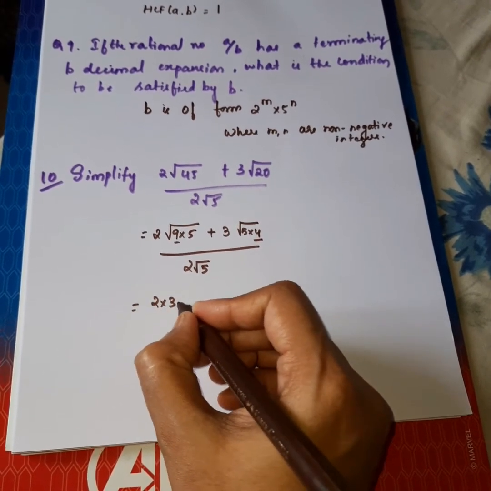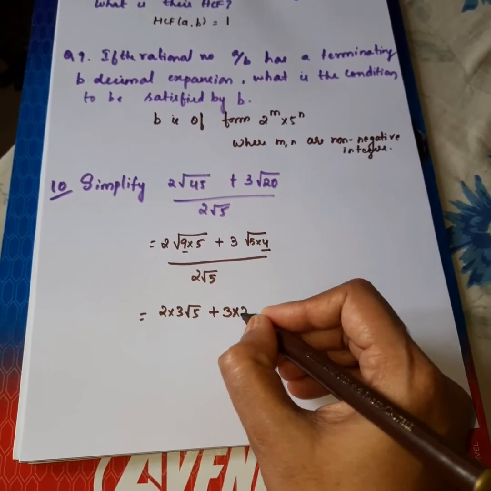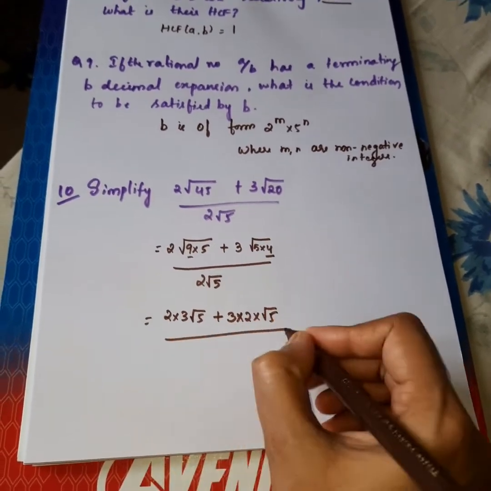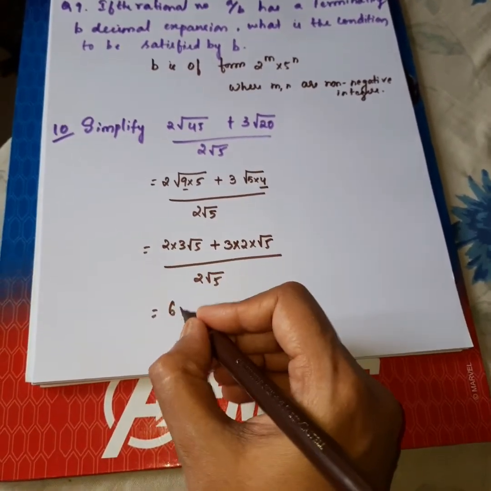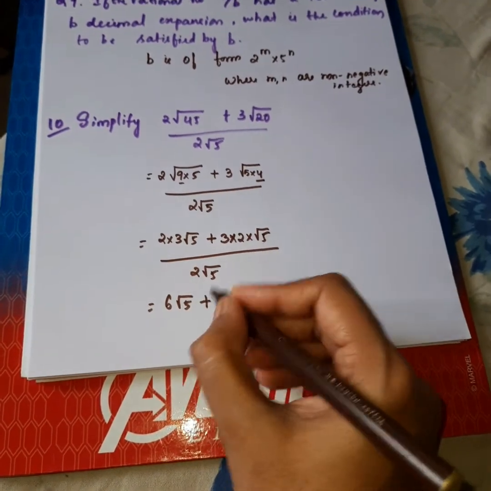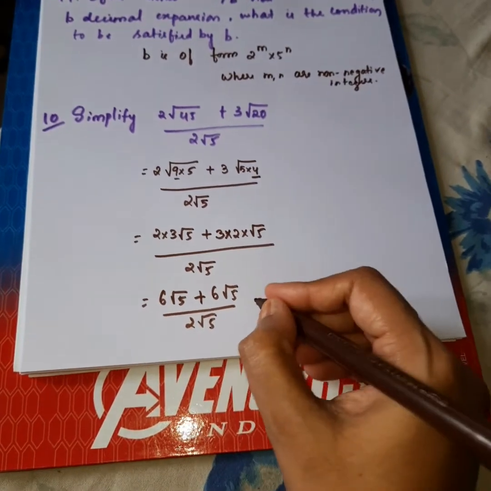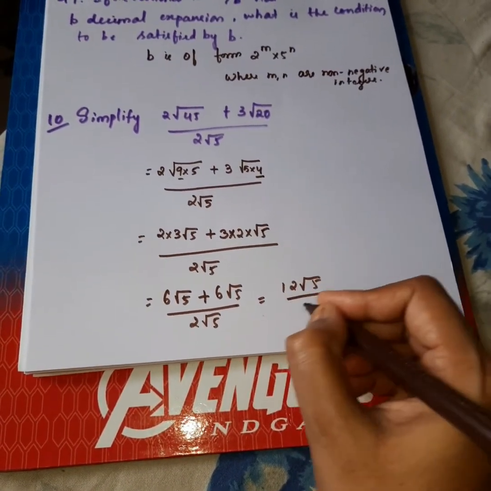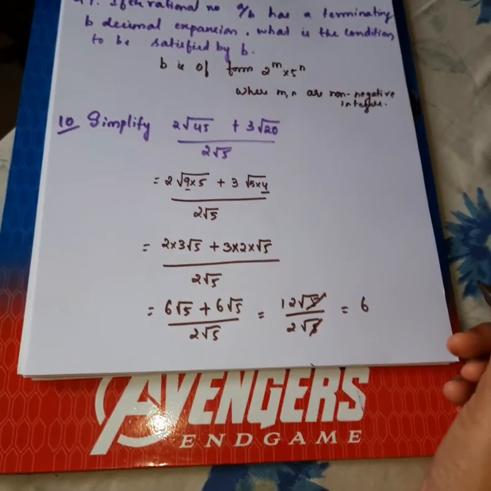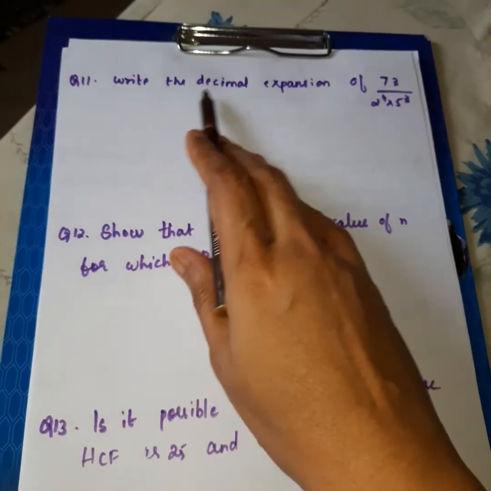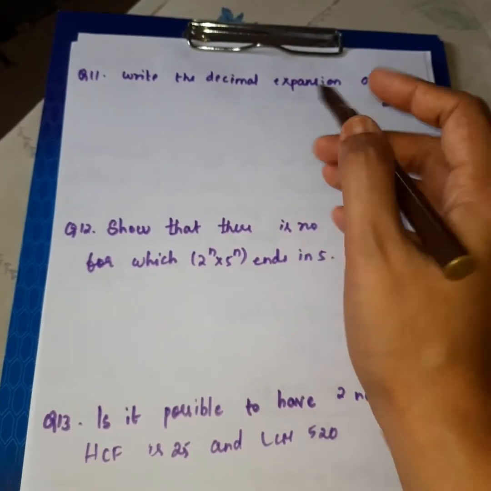They become 3. 2 into 3 into square root of 5 plus 3 into 2 into square root of 5, divided by 2 square root of 5. So 2 3s are 6 square root of 5 plus 6 square root of 5, divided by 2 square root of 5. So summing up the numerator, it's 12 square root of 5, and the square root of 5 in numerator and denominator goes off. Answer is 6.